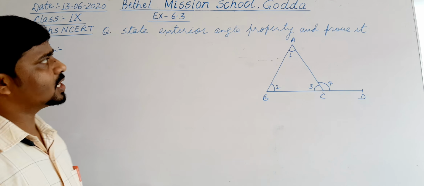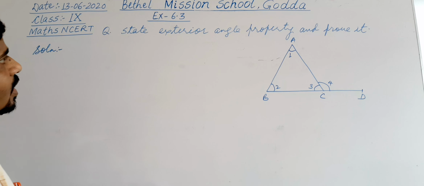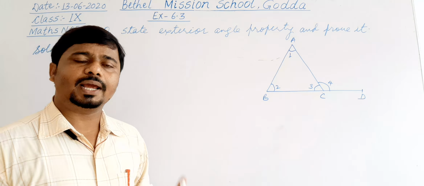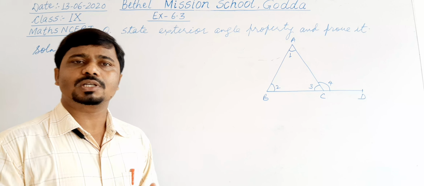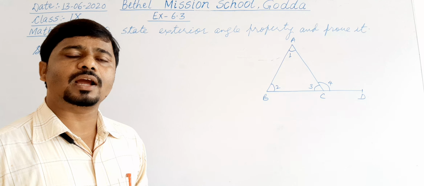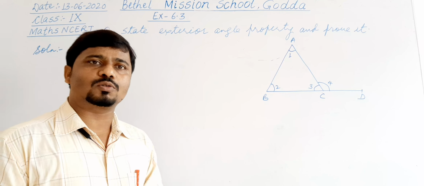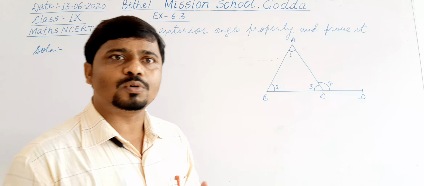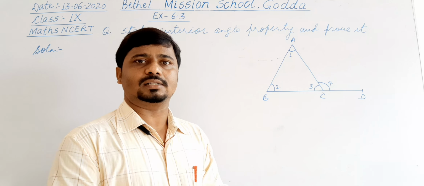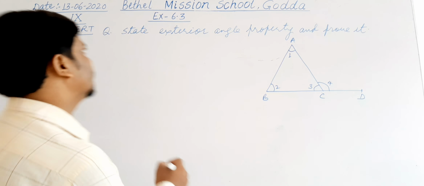What is the exterior angle property? If any side of a triangle is produced, then the exterior angle so formed is equal to the sum of its opposite interior angles. That is called the exterior angle property.